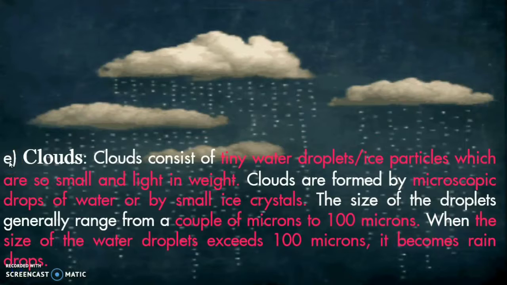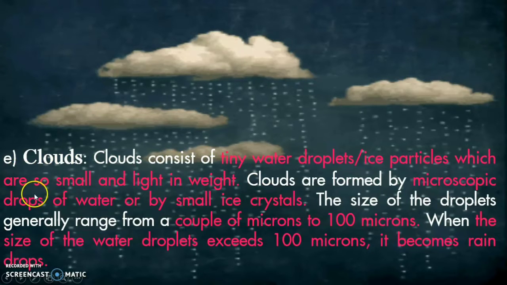The next form of condensation is clouds. Children, when we look up at the sky, we see clouds of different shapes and sizes, isn't it? Now, what are these clouds made of? Yes, they are made up of water drops or ice crystals which keep floating in the sky, as you see in this clipping here.